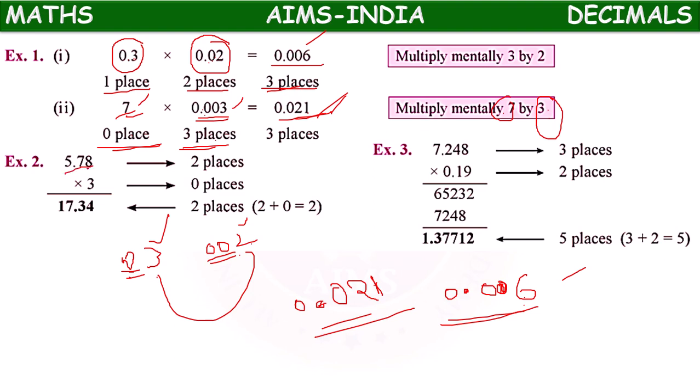Next, 5.78 into 3. Here 2 decimal places, here 0 decimal places. Let's multiply with 3. 3 8 times, 24. 2 remaining. 3 7 times, 21 plus 2, 23. 2 remaining. 3 5 times, 15 plus 2, 17. So after 2 decimal places, we will keep a point because 2 plus 0 equals 2.